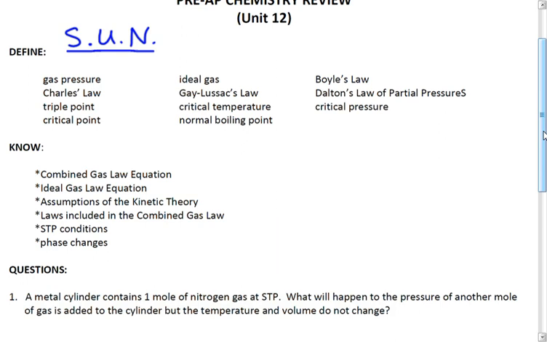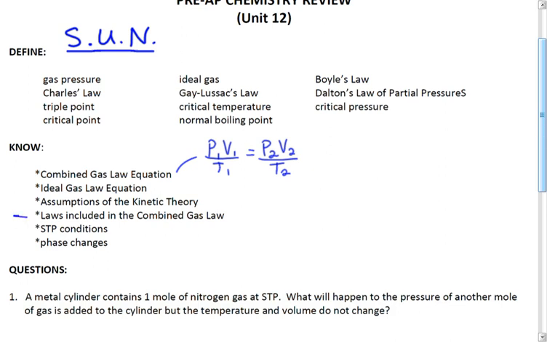For the combined gas law equation, remember we have our P1 V1 over T1 equals P2 V2 over T2. So it's pressure, volume, and temperature. Temperature has to be on the bottom, and temperature has to be in Kelvin. The pressure and volume can be in various units, but they have to be the same on both sides. So if pressure is millimeters of mercury on one side, it has to be millimeters of mercury on the other side as well. Whenever you look at each one of those relationships, we get our individual gas laws.